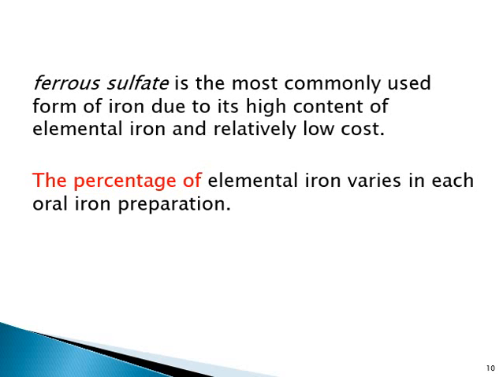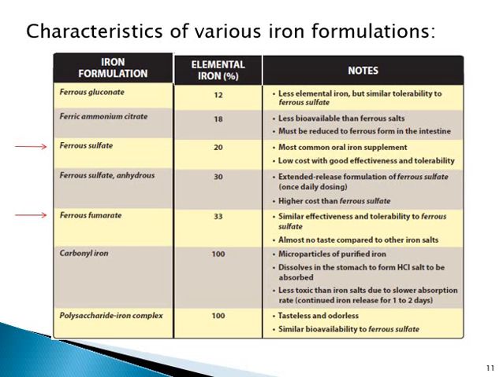The percentage of elemental iron varies in each oral iron preparation. We see this table which gives us an idea about the characteristics of various iron formulations. We see different types of salt of iron formulation. I want you to remember the one which has a red arrow with it, like ferrous sulfate. It contains about 20% of elemental iron.